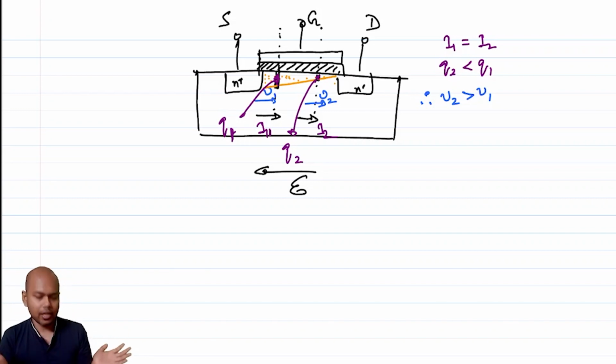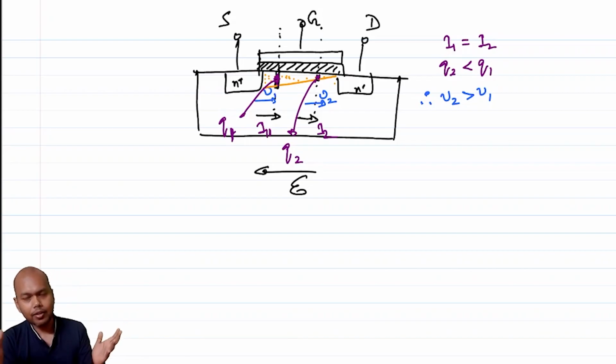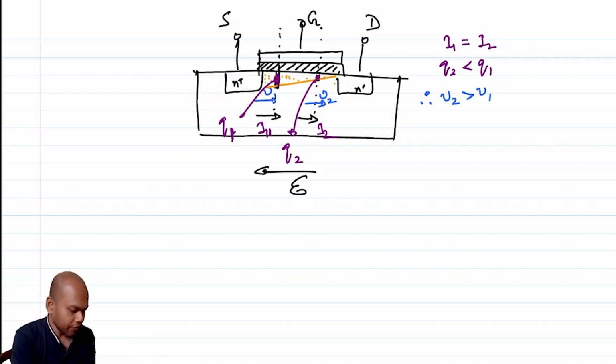And in an extreme case, where the channel is so short that a slight amount of voltage, like a couple of 100 millivolts around VDS, can lead to that saturation velocity, then you are not even going to see a triangular channel. You are almost going to see a rectangular or trapezoidal, or close to rectangular, channel, and that is an extreme case, right?